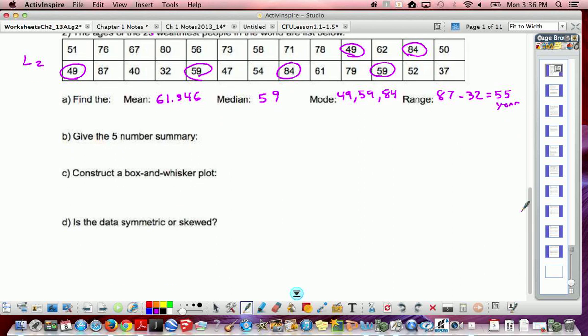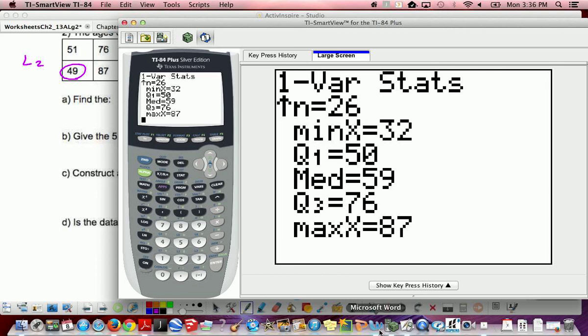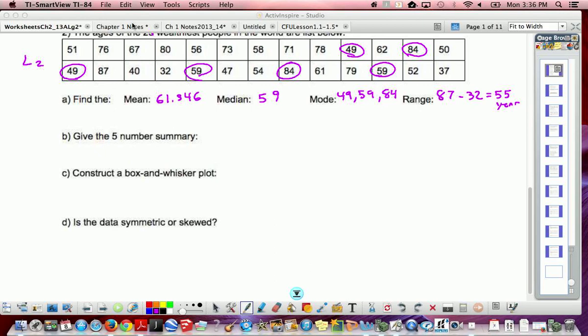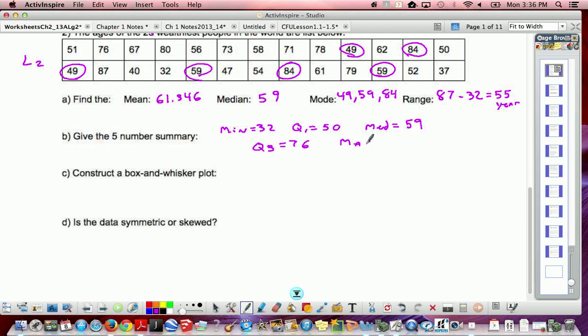Now, 5-number summary, just again to pop it back up for you, you can just jot these numbers down: 32, 50, 59, 76, and 87. So I'm going to note those here. So again, my min was 32, my Q1 was 50, my median was 59, my Q3 was 76, and my max was 87.